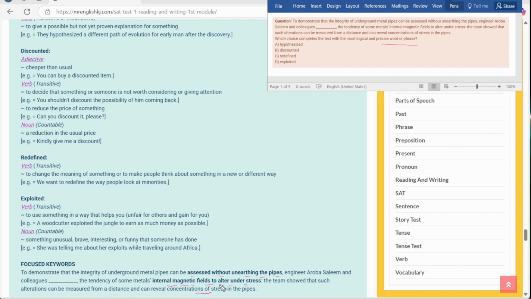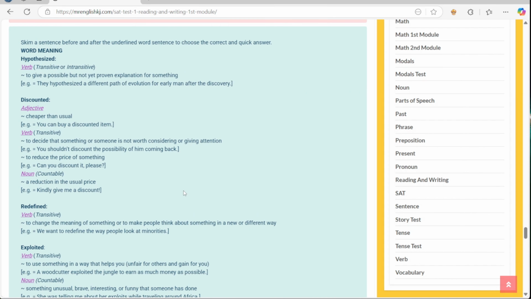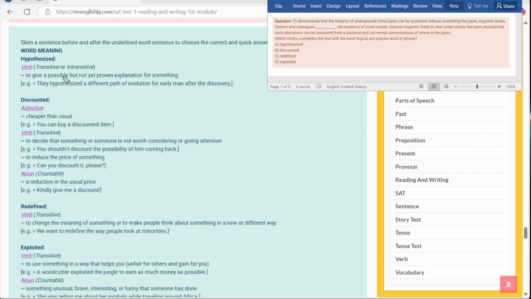So what they are trying to do, they don't want to take pipes out and they want to check the pipes inside the earth. Let's find out the most suitable word. Okay, hypothesize. Well, it's not possible because hypothesize means to give a possible but not yet proven explanation of something. Not yet proven explanation. We know that the engineers knew about it and they are sure. So no. Discounted. Obviously it is not, because it means cheaper than usual. No, we are not talking about any of these definitions of discount.